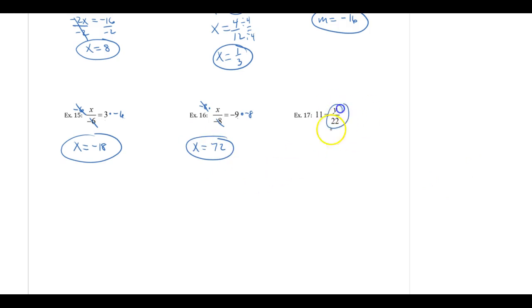And the last one, if I rewrite this problem with a variable on the left, I get y divided by 22 equals 11. How do I get rid of the 22? Since it's linked by division, I multiply. Those cancel out. I multiply. 11 times 22 is going to be 242.